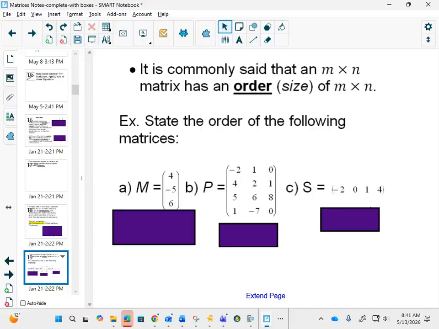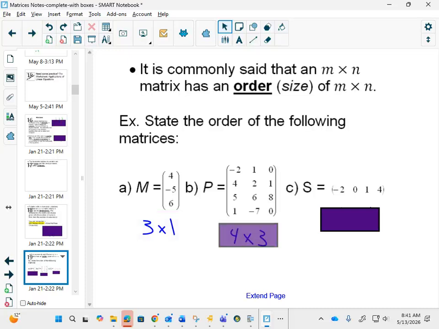I'll show the answers in a second. Are we done? Are we ready? Did you get 3 by 1? 4 by 3? 1 by 4. So you do the rows first, which is going across. I always remember columns because I think of Greek buildings with columns and those things go up and down, to remember which one's my rows, which one's my columns.